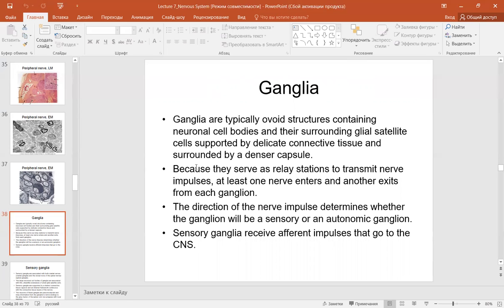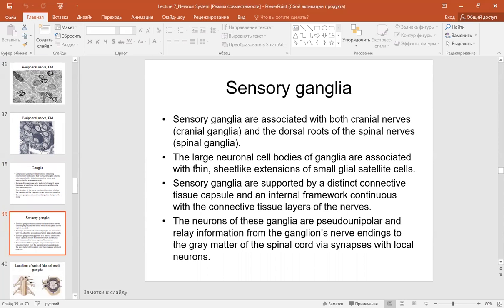The direction of the nerve impulse determines whether the ganglion will be a sensory or an autonomic ganglion. Sensory ganglia receive afferent impulses that go to the central nervous system. This is otherwise called spinal ganglia or dorsal root ganglia. Sensory ganglia are associated with both cranial nerves, cranial ganglia, and the dorsal roots of the spinal nerve, spinal ganglia. The large neuronal cell bodies of ganglia are associated with thin sheet-like extensions of small glial satellite cells.